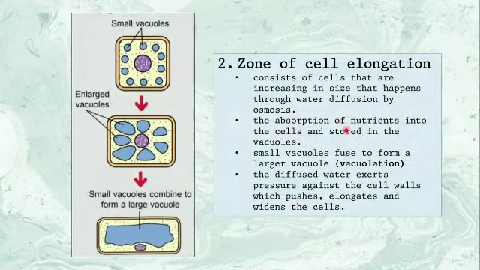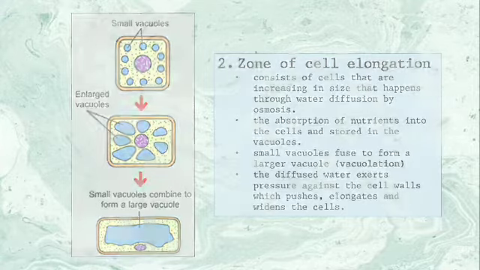Secondly, zone of cell elongation. It consists of cells that are increasing in size. The small vacuoles fuse to form larger vacuoles. This process is called vacuolation. The diffused water exerts pressure against the cell walls, which pushes, elongates and widens the cell. And as you can see here, the cell is larger than before.